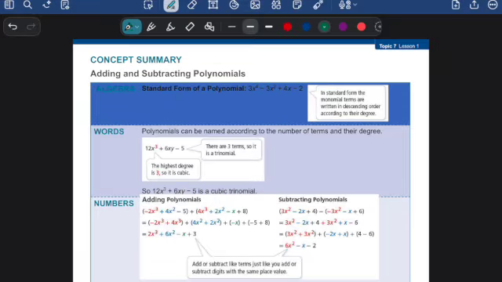We made it to the concept summary for adding and subtracting polynomials. I hope you had as much fun as I did. Make sure you keep track of the signs in front of each term. That's going to be the key for not making silly mistakes when you are combining like terms. So watch those negatives. Remember, that means the opposite of everything inside the parentheses.